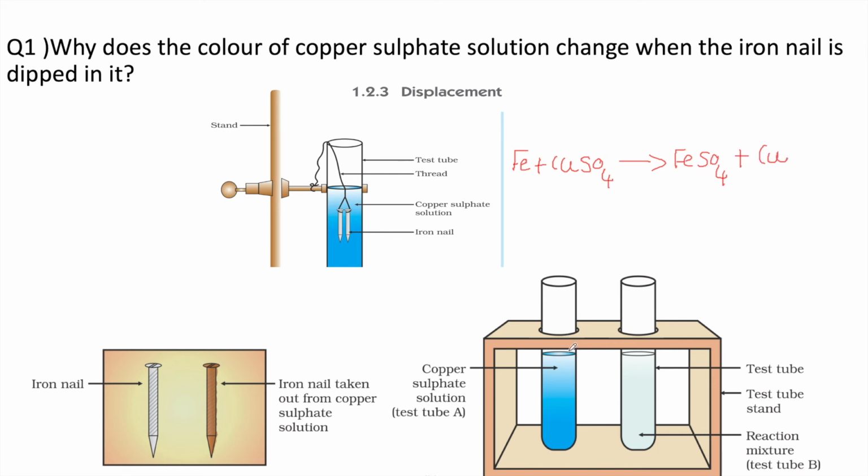Here copper sulfate is of blue color, but after the displacement reaction it becomes iron sulfate and the color changes from blue color to pale green color. Also for the iron nail some color change is there. Iron nail was of this color and after the reaction some coating of copper forms on the iron nail and it now becomes reddish brown color.